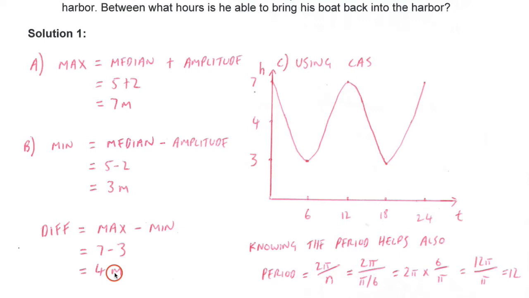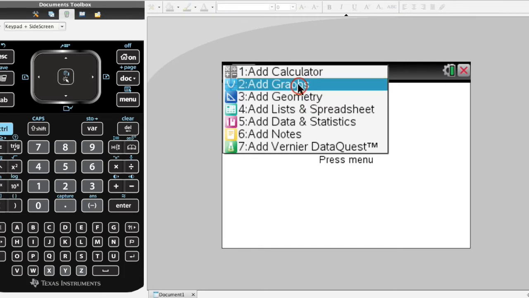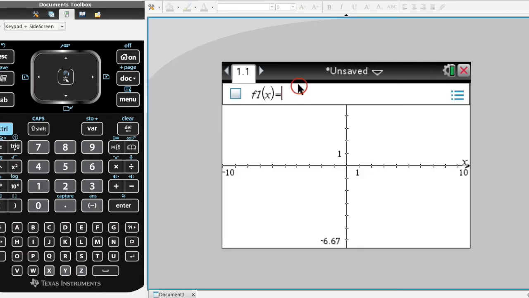In part C, we need to sketch the graph of h between 0 and 24. You can see I have produced the sketch, but I've based this on CAS. So let's take a look at our CAS calculator. You can see I'm ready to do something on my CAS. I'm going to add a graph. So there's my graph, and now I'm going to put in the actual equation.